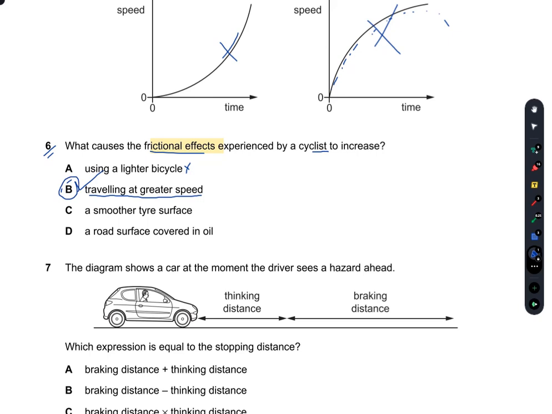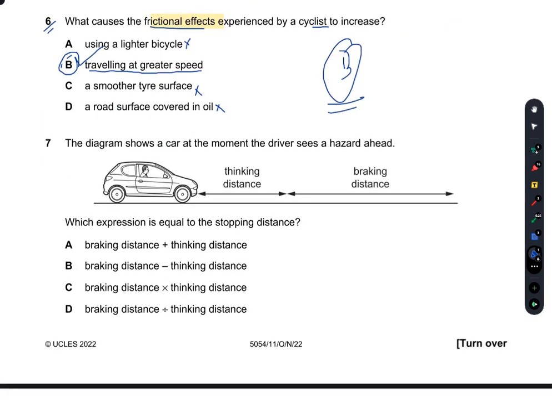A smoother tire surface will decrease friction. A road surface covered in oil will also decrease friction largely. So B is the right option.